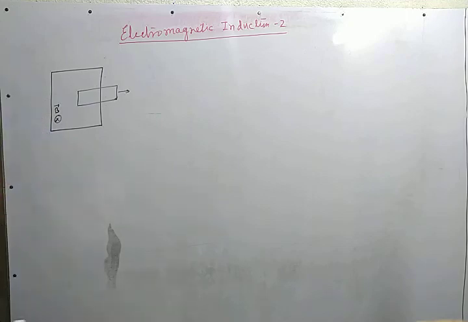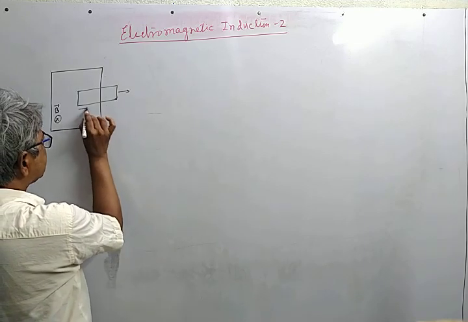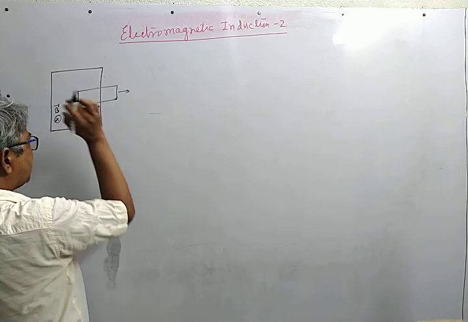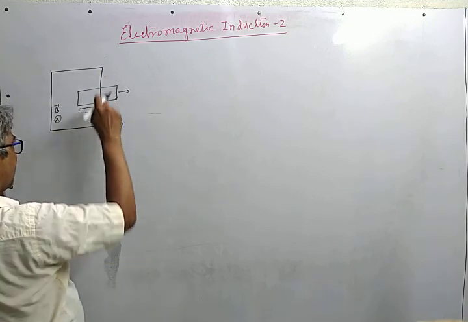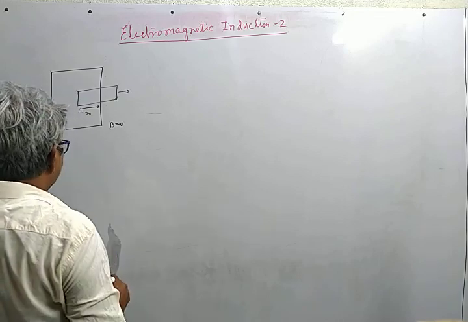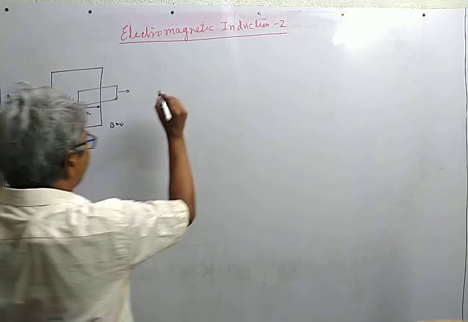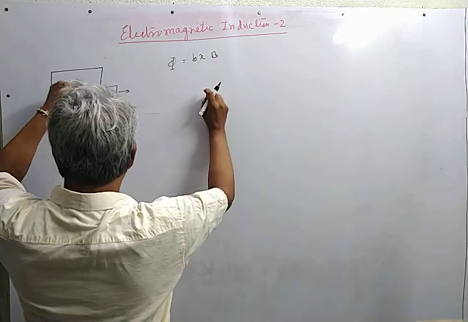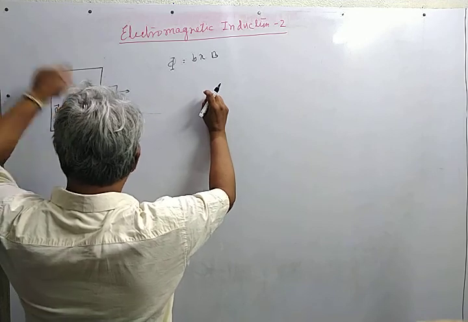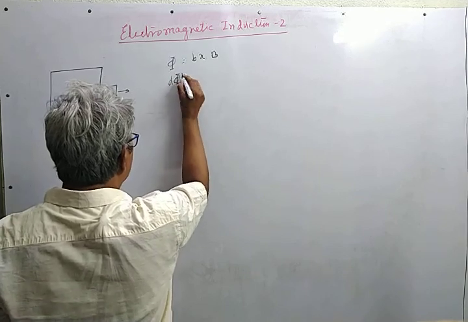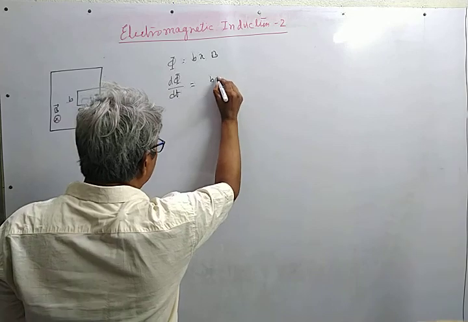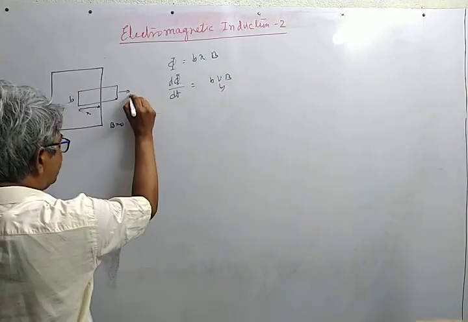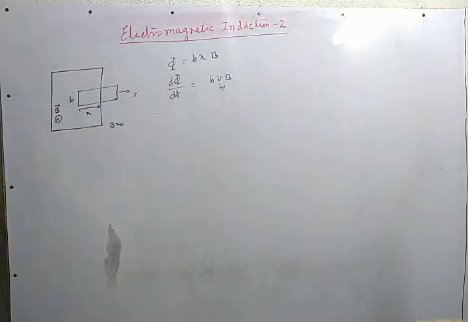We want to drag it out, so what will be the direction of the EMF? Say at time t, this much is the length of the loop which lies within the magnetic field. By assumption B is 0 outside this region. So within this, the flux linked is B x l x x, because this area is towards me. So d phi by dt is equal to B l v, where v is the velocity with which the loop is being pulled out of the field. So this is the EMF induced.